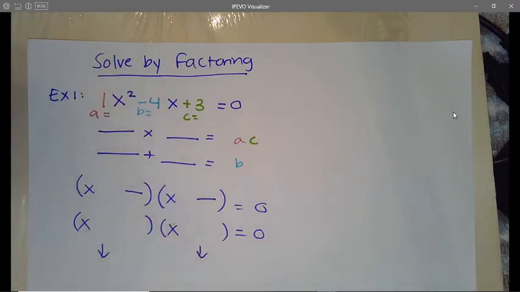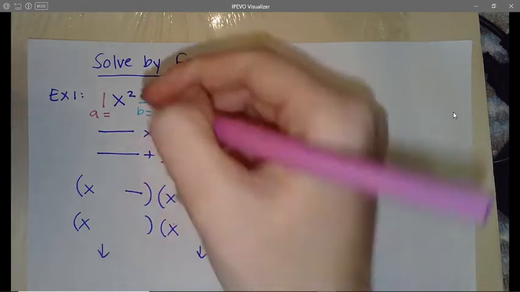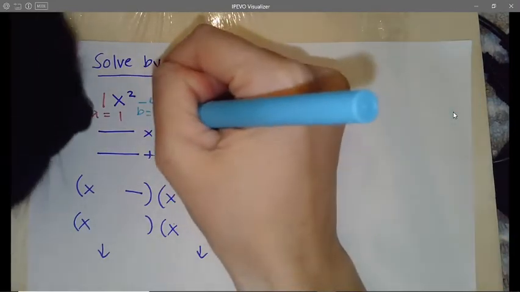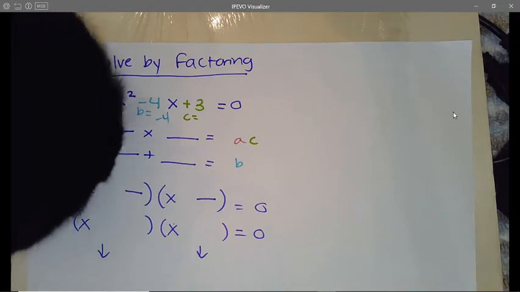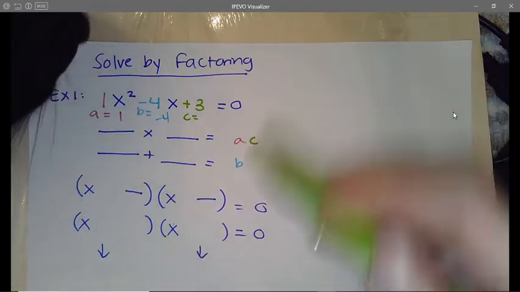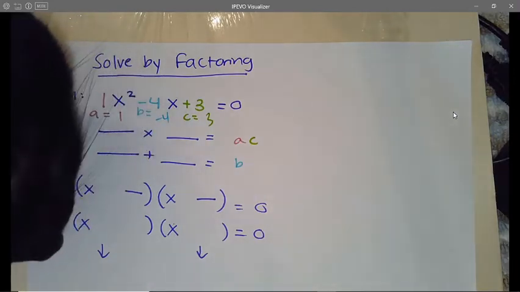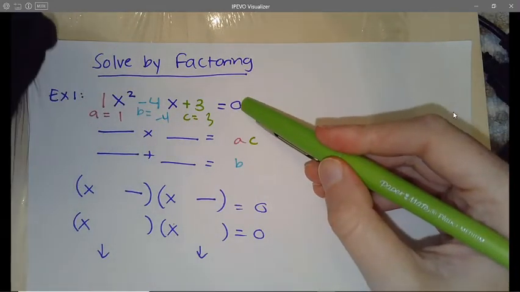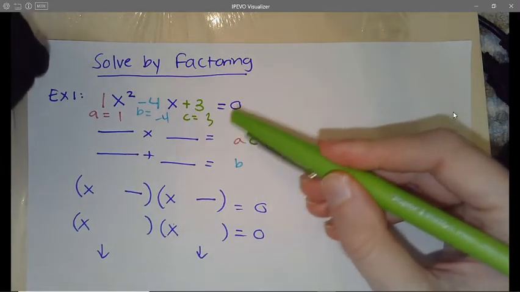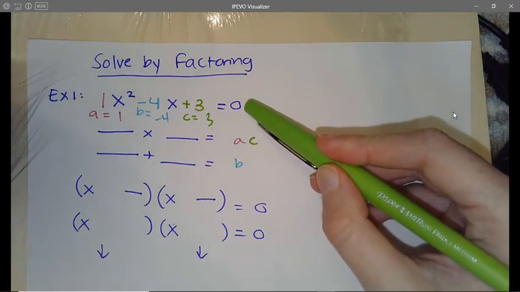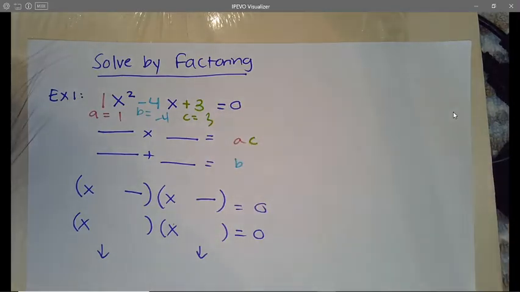Okay, but first, let's identify the A, B, and C. So my A is going to be 1. My B is going to be, let's see here, -4. And my C is going to be 3. Now, I've already rearranged the problem. I showed you earlier how to rearrange this problem to equal 0. So I already did that for you. So we don't have to do that part again. Okay, so I set the equation equal to 0, and now we're going to solve by sliding and dividing.